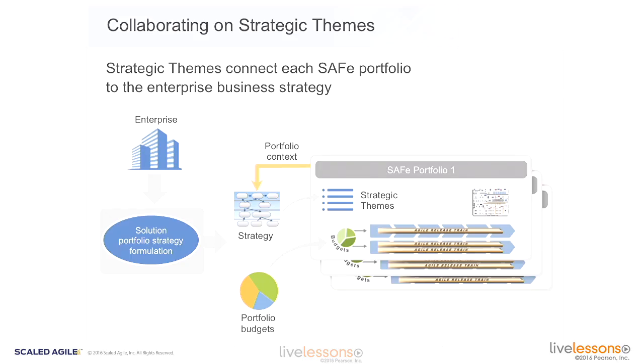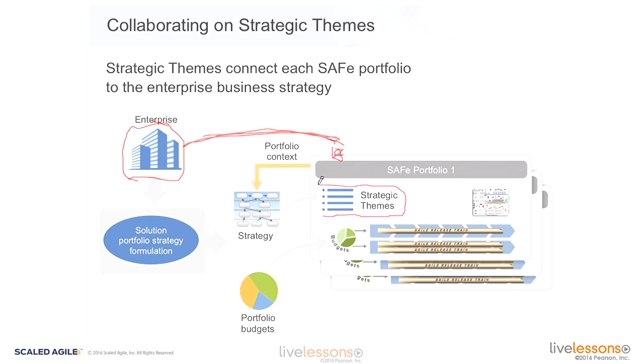So, collaborating on strategic themes connects each SAFe portfolio to the enterprise business strategy. So here's our enterprise and here's our portfolio. Well, how do we make that communication? We talked before about sometimes a portfolio executive might tell us a little bit about what we're doing, but at the enterprise level and at the portfolio level, how do we know that we have the right connection?